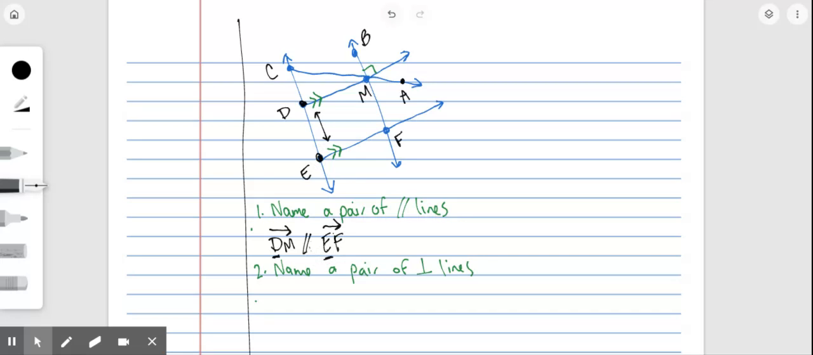Okay. All right, name a pair of perpendicular lines. So here I'm looking for that perpendicular indication or the 90-degree angle, which is right here. Which means that I know that BF, which is a line, is perpendicular to DM, which is a ray. Yay! Okay, so hopefully you got those things, and then we have practice today. All right, nice job.